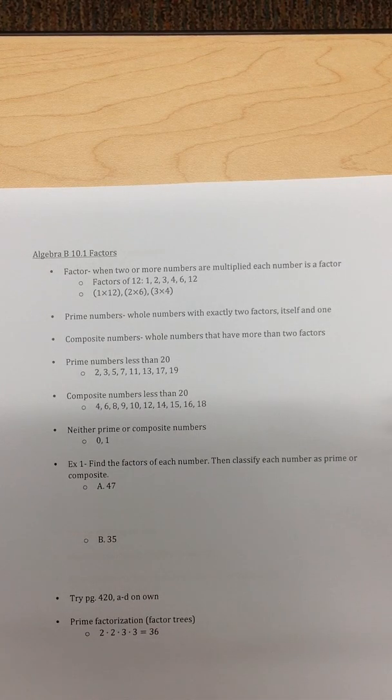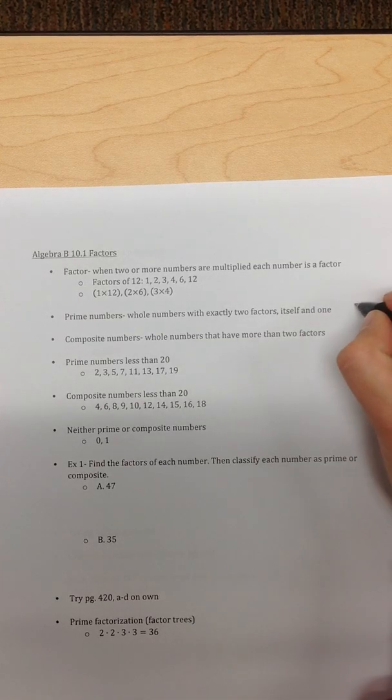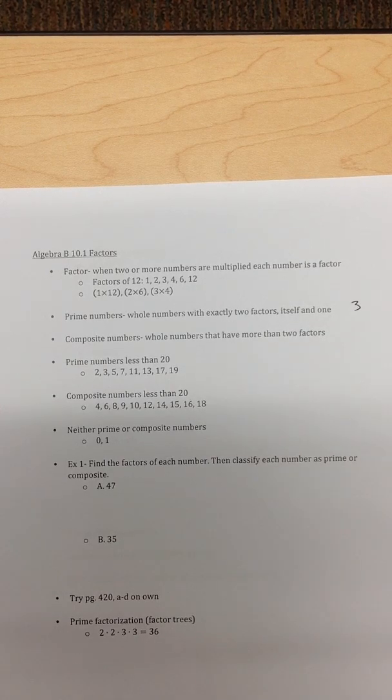Next thing we have here is prime numbers. So prime numbers are whole numbers with exactly 2 factors, itself and 1. An example of a prime number would be 3, because the only thing we can multiply to get 3 would be 1 and 3. And we're just talking whole numbers here, so I know you could take 2 times 1.5 and get 3, but we're only talking about whole numbers.